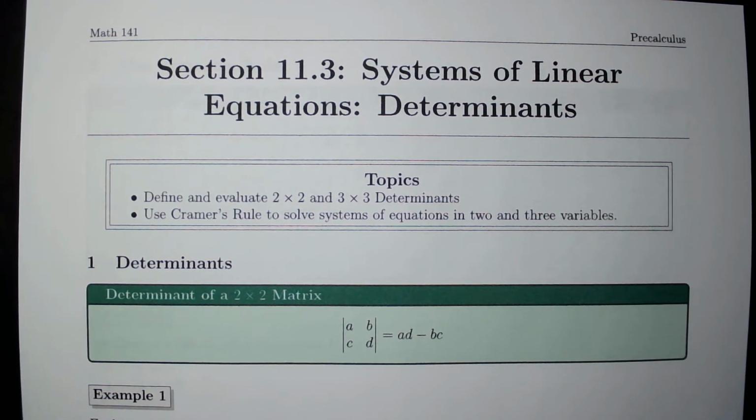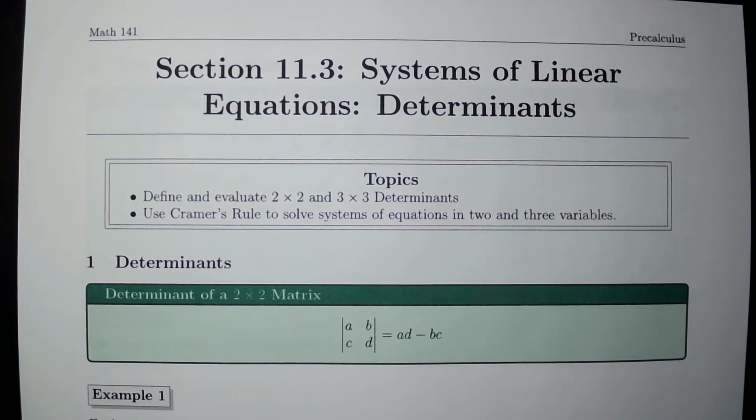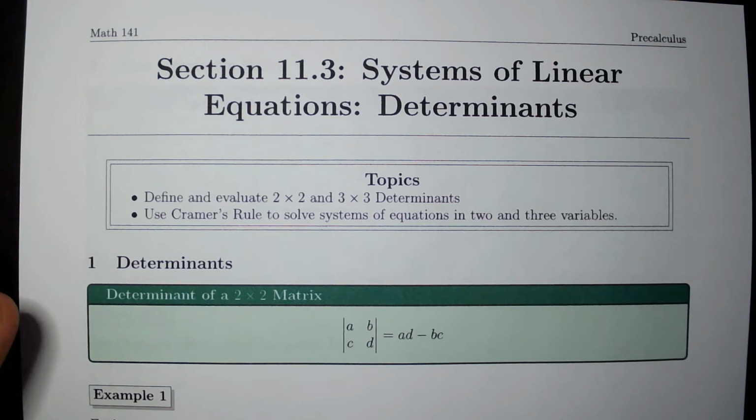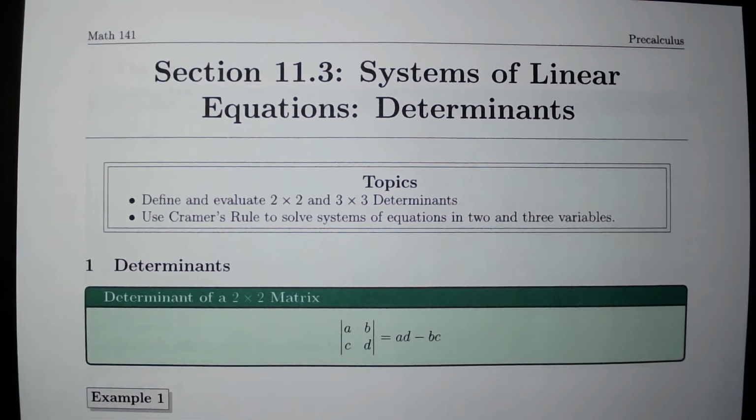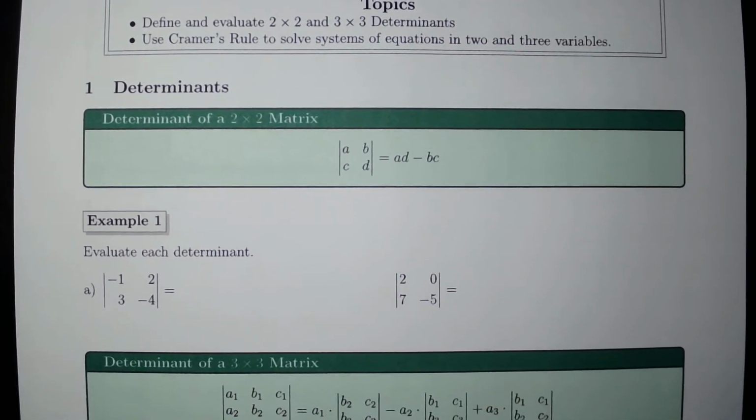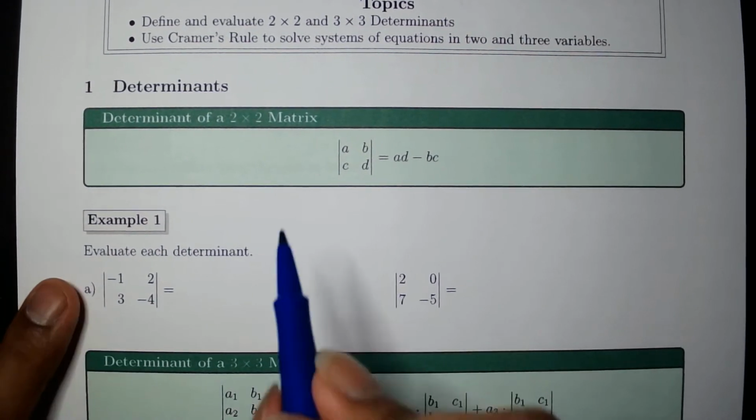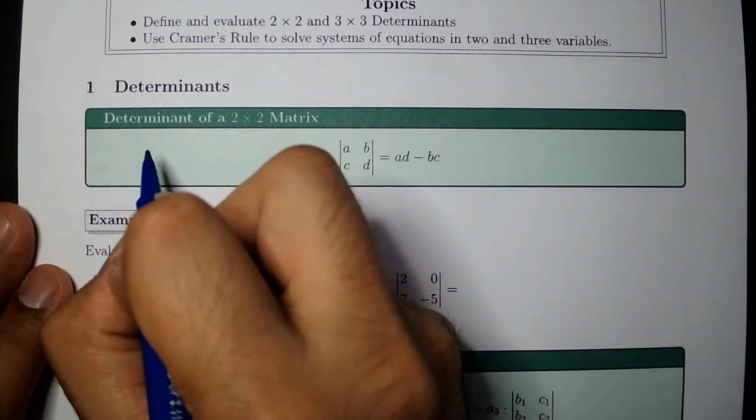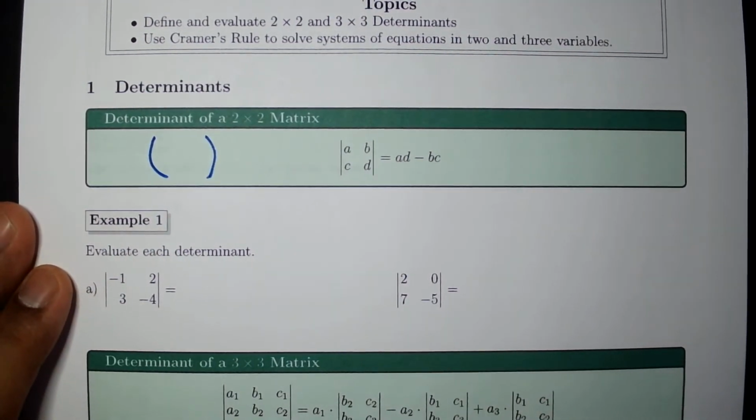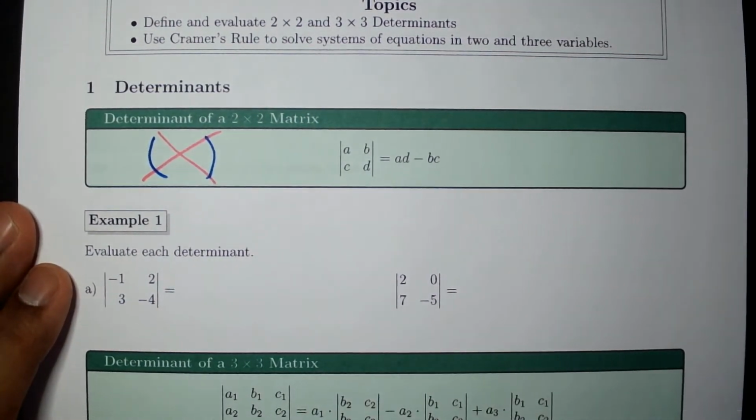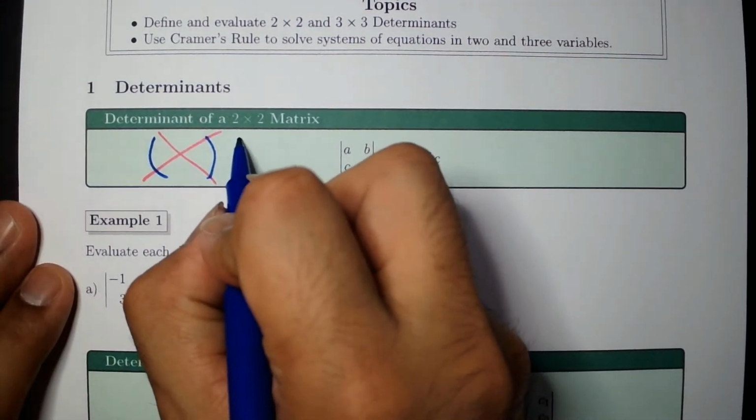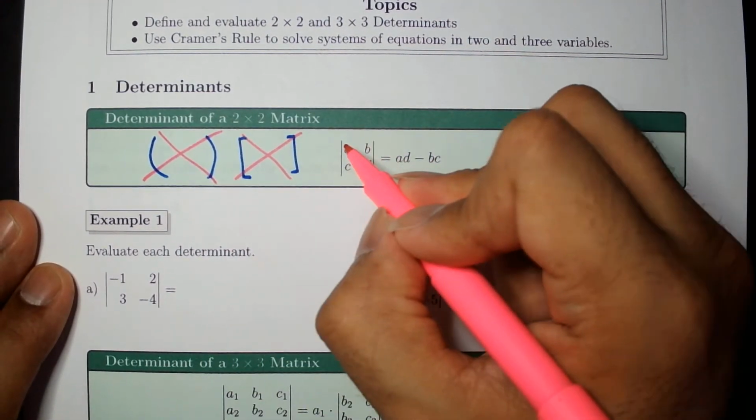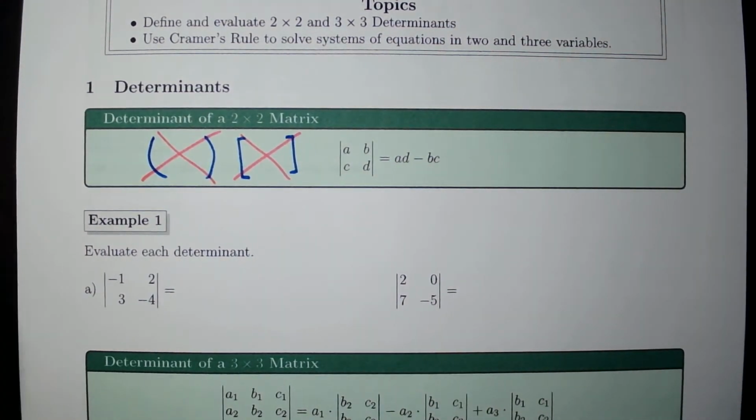Alright, so in this video we go over section 11.3, systems of linear equations by using determinants, aka Cramer's rule. But first of all, we're going to define what determinants are. The notation for a determinant is just these bars, like the absolute value bars. Notice in this case not the parentheses. No, that's not the notation for determinants, and it is not the brackets as well. It's only these vertical lines.